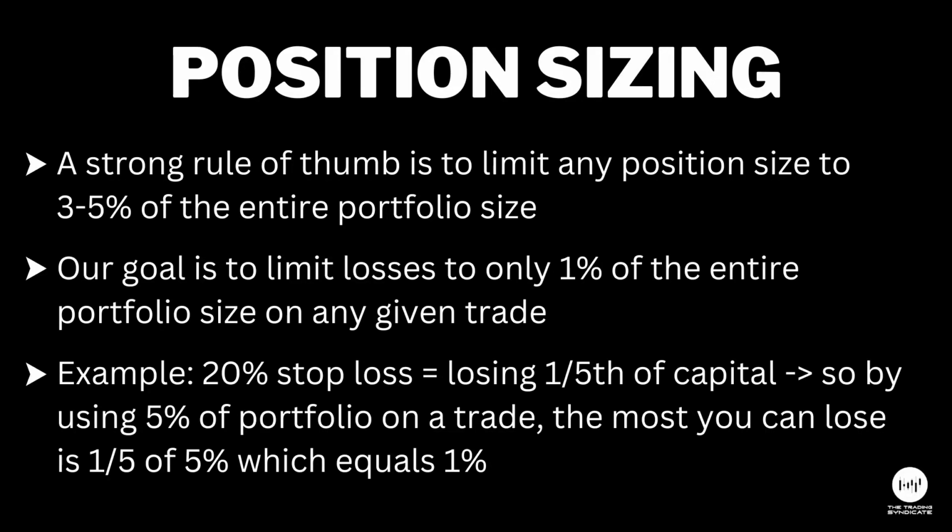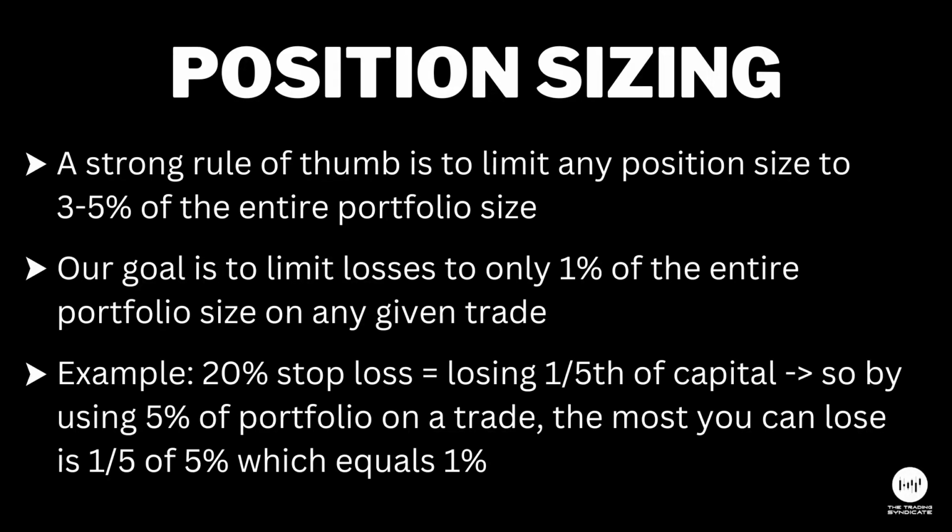Our goal as traders is to limit losses to only 1% of the entire portfolio size on any given trade. With that being said, if you have a stop loss of 20% on a trade, that means your position size should correspond to only risk 1% of your portfolio if the stop loss is to hit. So a 20% loss would equate to losing 1/5 of the equity invested into a trade. So how we can calculate position size would be to use the reciprocal of 1/5, which is 5, and then use 5% of your portfolio on that trade, since 1/5 of 5% is equal to 1%.